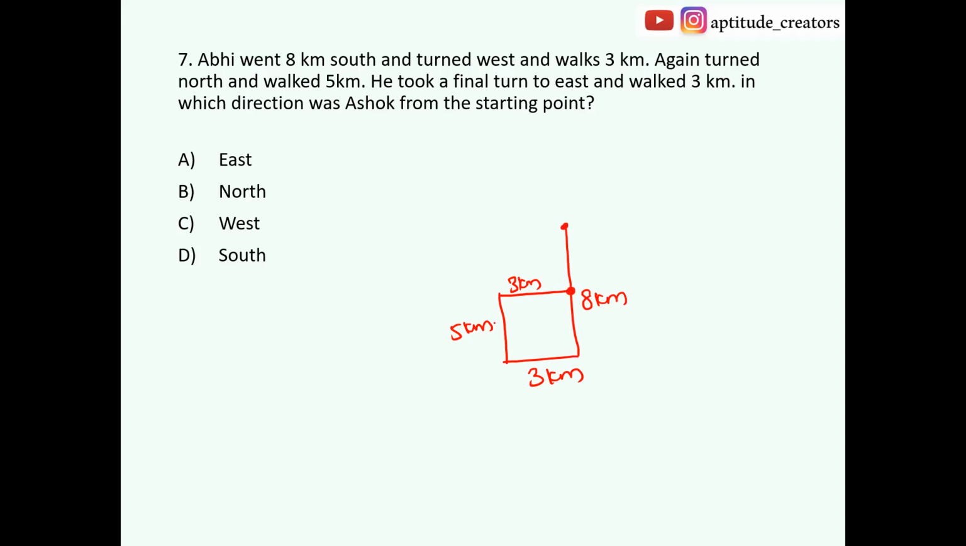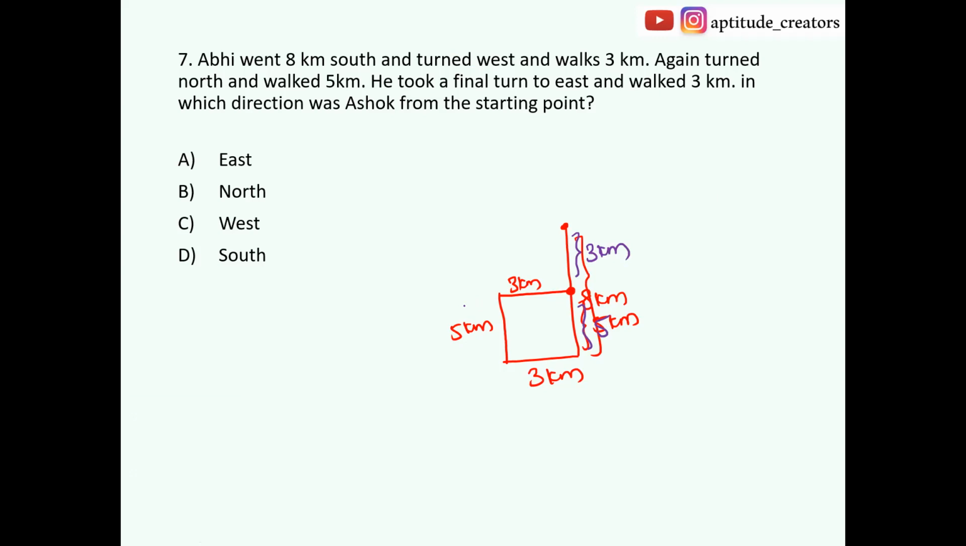Now, what is the distance here? From here to here, total 8. From here to here is 5. Correct. Total 8 and 5 covered, so the remaining distance is 3 kilometers. Correct. In which direction is he from the starting point?